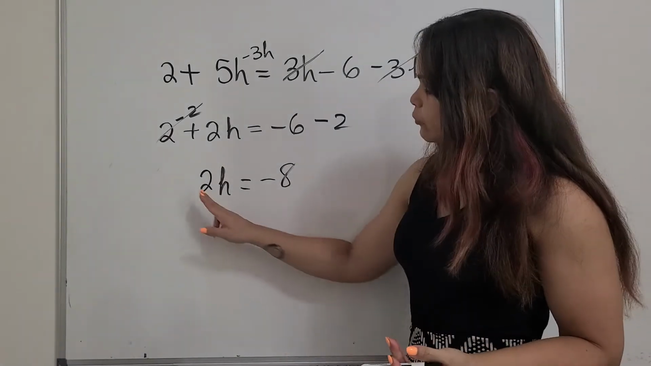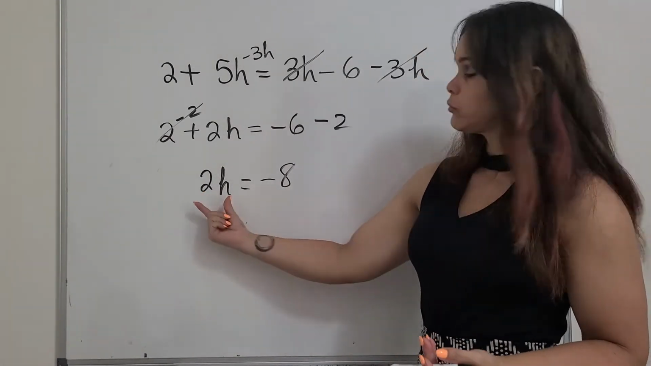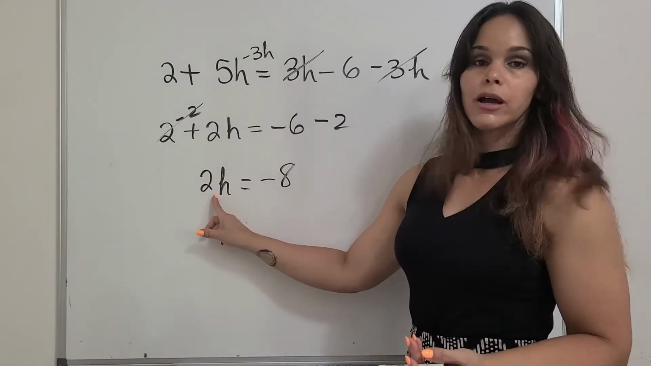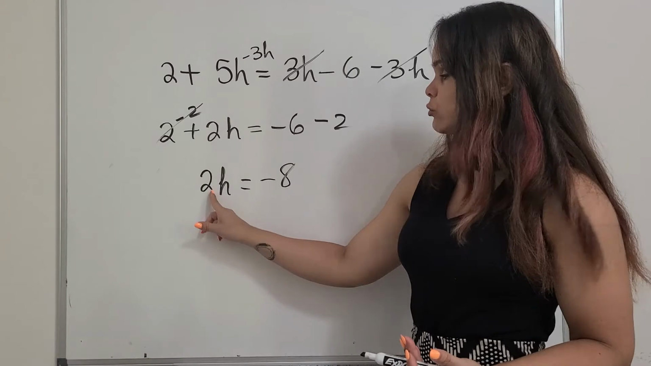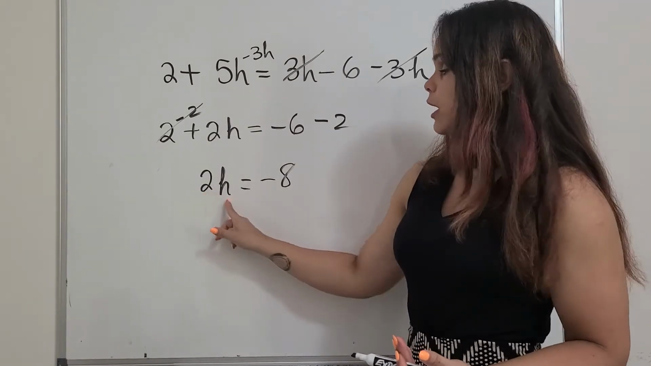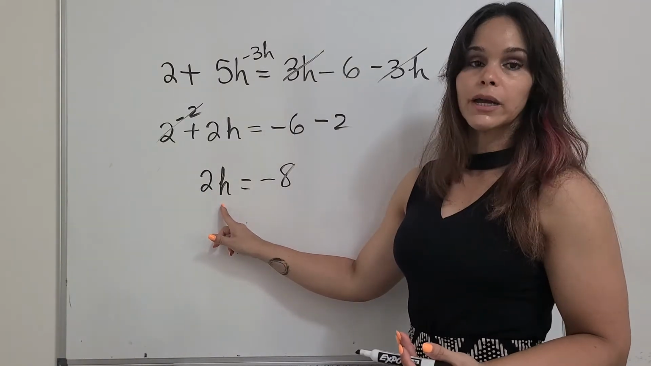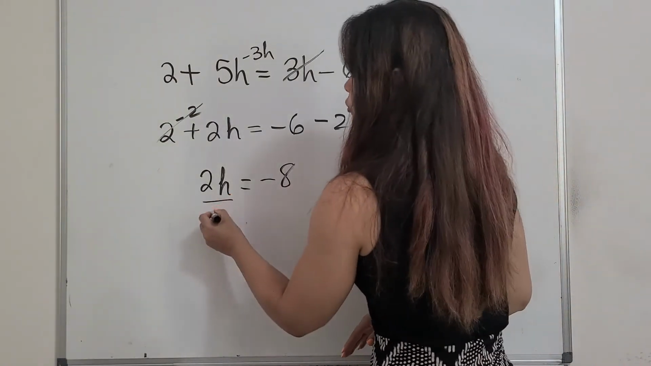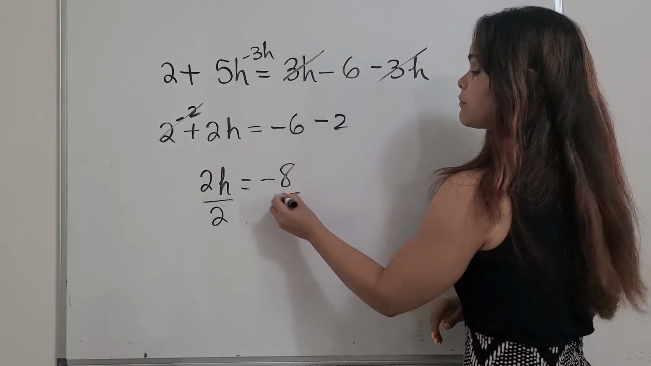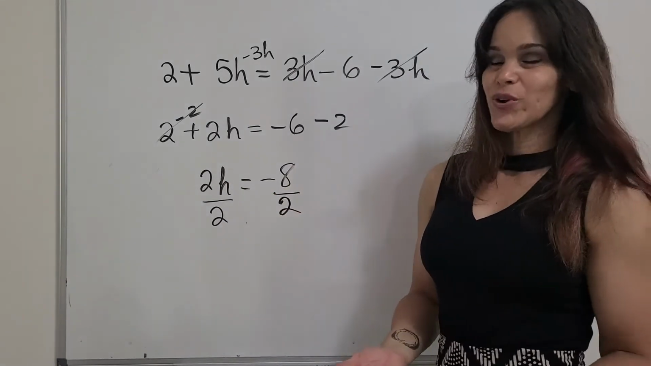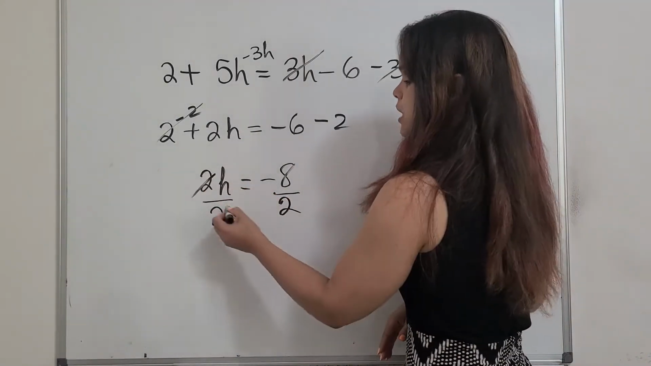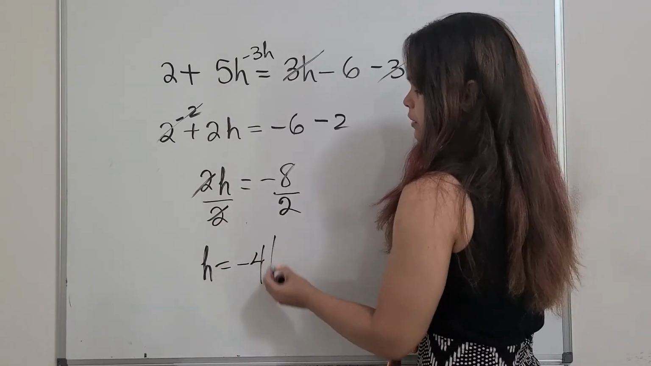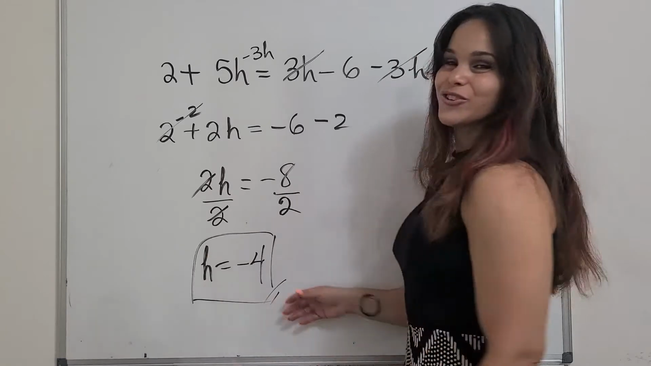Now, I'm left with this 2 here, which is multiplied. When I have a number and a variable together with no other operation between them, I can know that this is multiplied. So what is the opposite of multiplying by 2? We're going to divide by 2. But if I divide by 2 on the left side, then I divide by 2 on the right side. So on the left side, this cancels out, so I have an h. And negative 8 divided by 2 is going to be negative 4, and we have the solution for this equation.